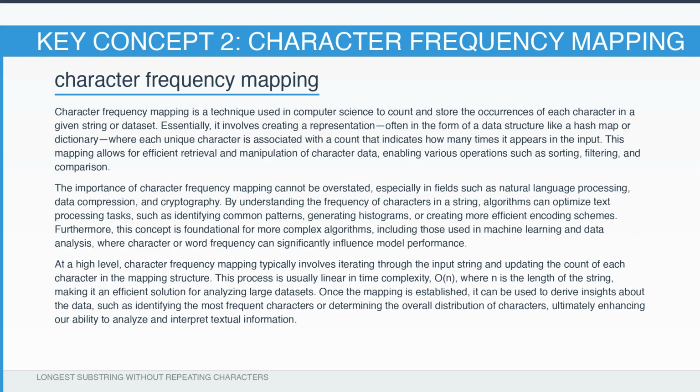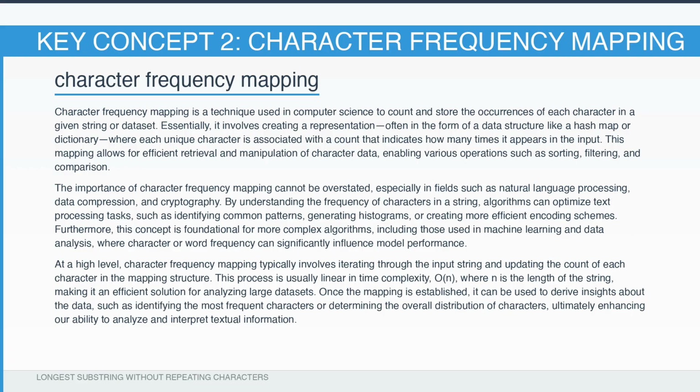This method is especially important in areas like natural language processing and data compression. By knowing how often characters appear, we can identify patterns, create histograms, or develop efficient encoding schemes. Essentially, it helps in optimizing how we process text. The process is straightforward. We loop through the string and update our character counts. This operation typically runs in linear time, O(n), which means it scales well with larger datasets.